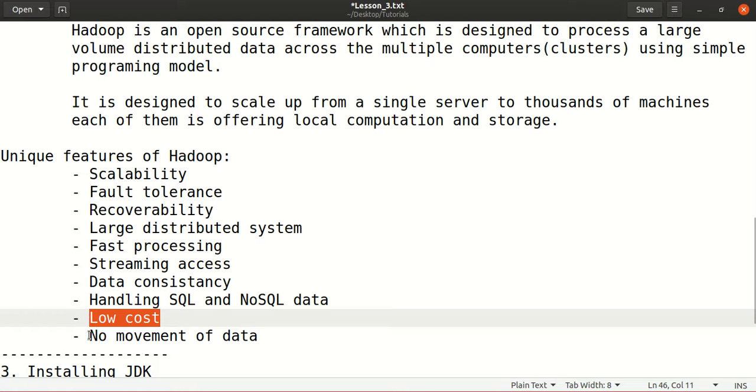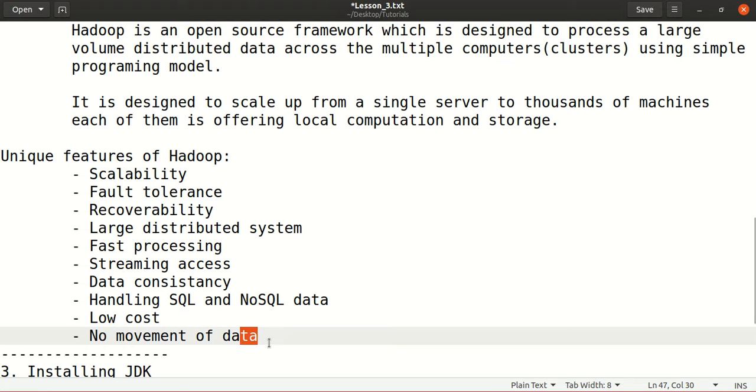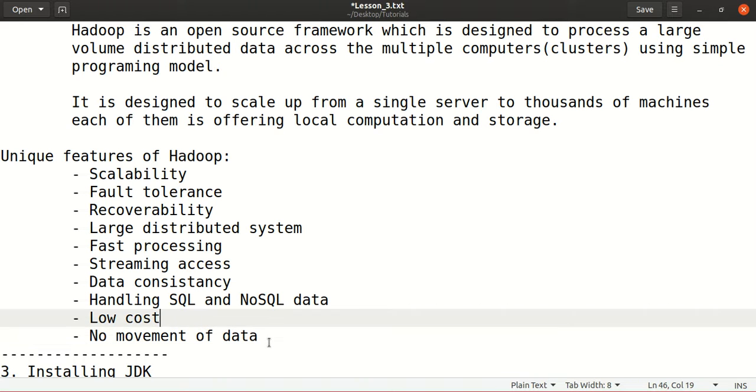Another difference here is no movement of data. It means the client does not need to send the data to the server. Only the control will come to the client, and there in the client computer the computation is done. The storage is already there, the data is stored there, only the computation will be done. So these are the main differences and advantages over a normal distributed file system.